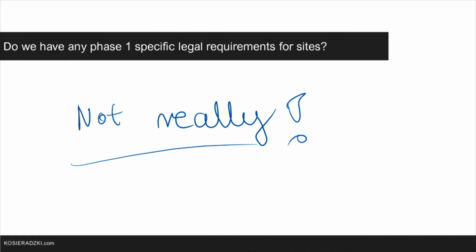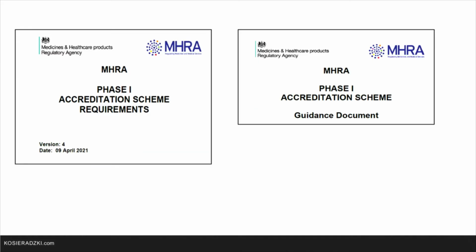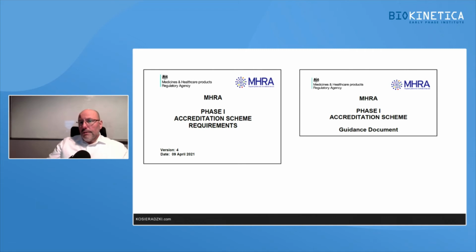Another example of not really a legal requirement is the MHRA system. What is it? After Northwick Park, MHRA set up different changes in the phase one early development environment, and one of them was the implementation of the phase one accreditation scheme. At the beginning, it was dedicated mainly to phase one units that are purely commercial. However, the last edition, although it is still not a mandatory requirement, somehow promotes this accreditation also to the NHS and regular hospital setups.